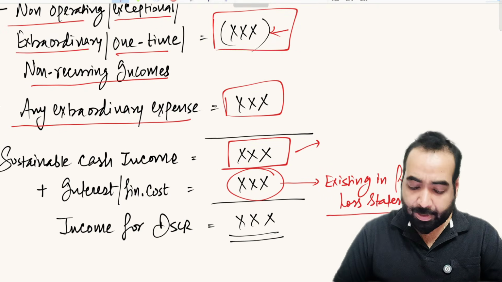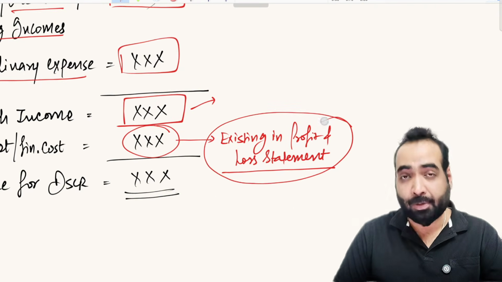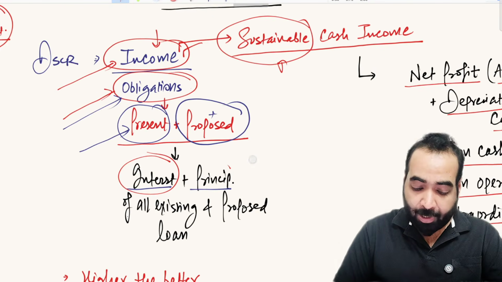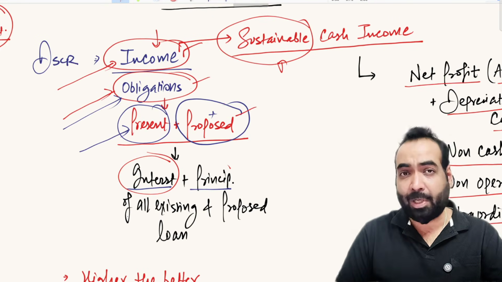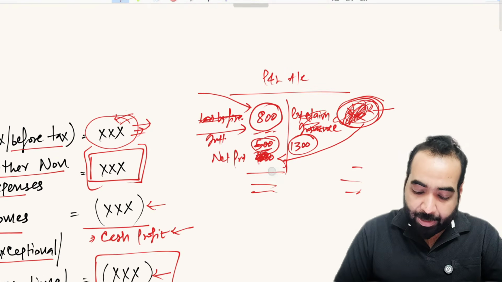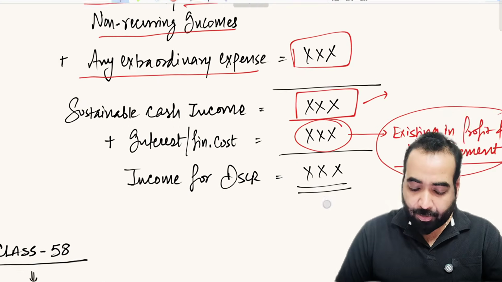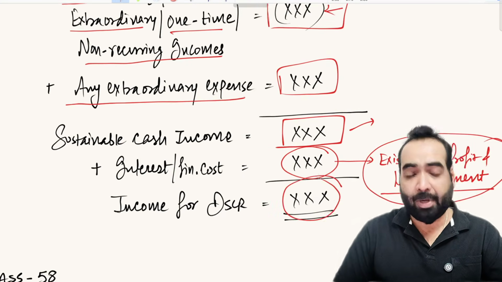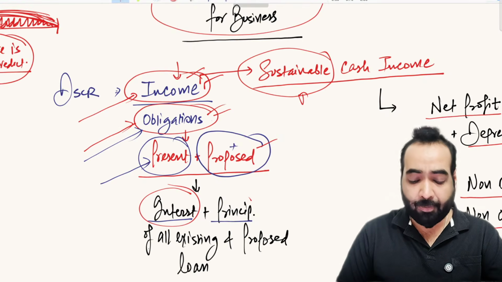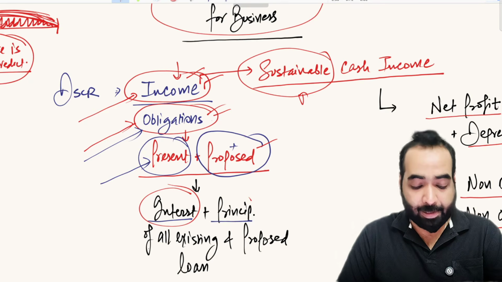Hope you have understood this. You have to add back the interest and finance cost as per the profit and loss account, not the proposed interest. Friends, there is a difference. In obligations, you are taking the proposed interest obligation as well, but here you are adding back only the interest that is debited in your profit and loss account, right? So that will be your total income for DSCR that you will put here. Obligations, you must already know what your obligations are. You divide both, then you get your DSCR.